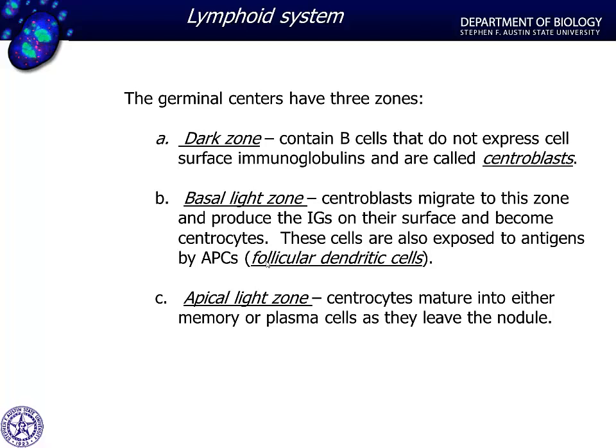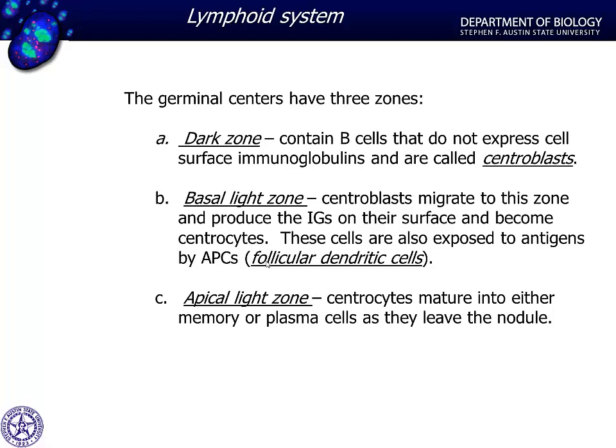So as we go through these, what we're going to see is that the dark zone is actually the one that is most basal. And so the basal light zone is kind of a little misleading because it's not the bottommost of our zones. But the dark zone is going to contain B cells that don't have their immunoglobulins expressed yet. We call these centroblasts. So you can think of them almost as naive. They haven't been exposed, but they can't recognize immunogen because they don't have them expressed as receptors on their cell surface.